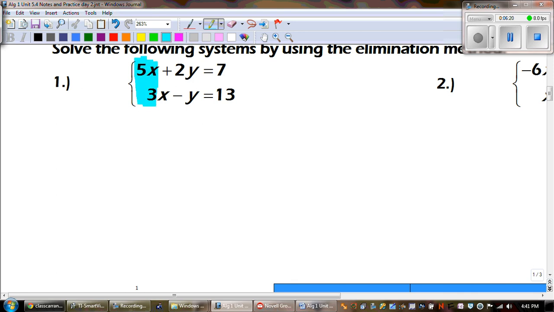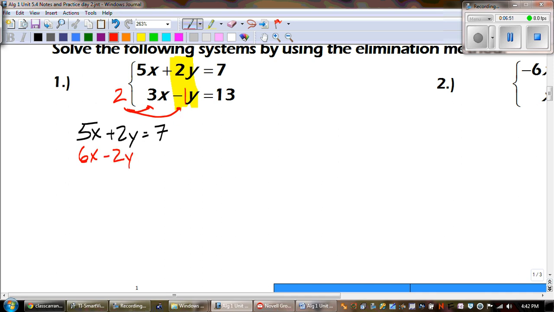So we have x's or y's. Which ones would you like to cancel? Yeah, I think it'd be easier if we cancel the y's because that's 2 and that y is 1. They're already opposite, so I can multiply the bottom equation by 2. Now the top equation stays the same, 5x plus 2y equals 7. And then I multiply and I get 6x minus 2y equals 26.